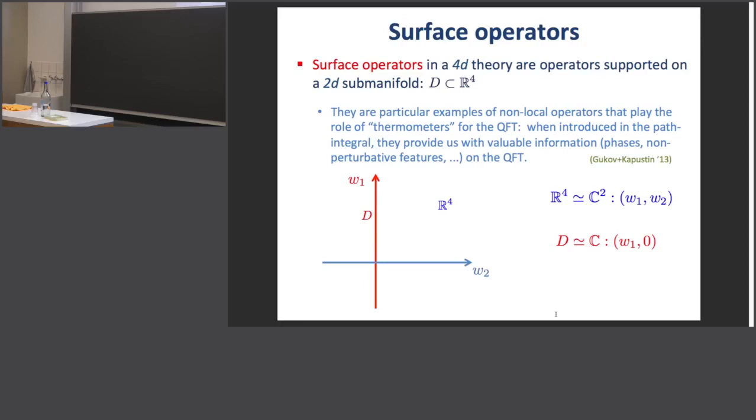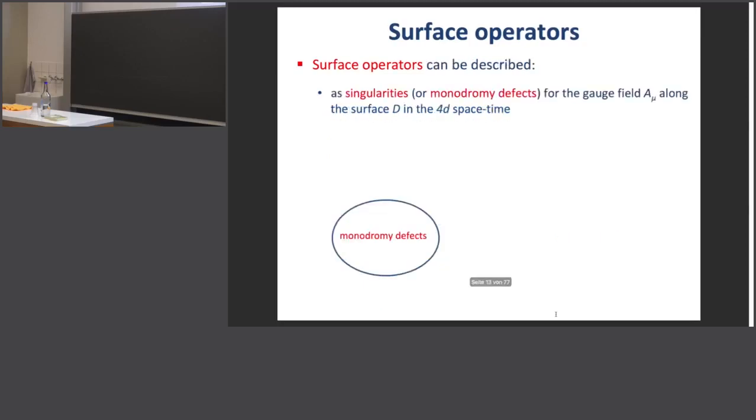Well, these surface operators, as I was mentioning before, are actually quite important and useful if you want to really probe various non-perturbative properties of the theory, because if you introduce them in the path integral, they are sort of thermometers. They can probe properties that are invisible to the study of correlation functions, or even, in some instances, to line operators. And this was pointed out a few years ago nicely by Gukov and Kapustin.